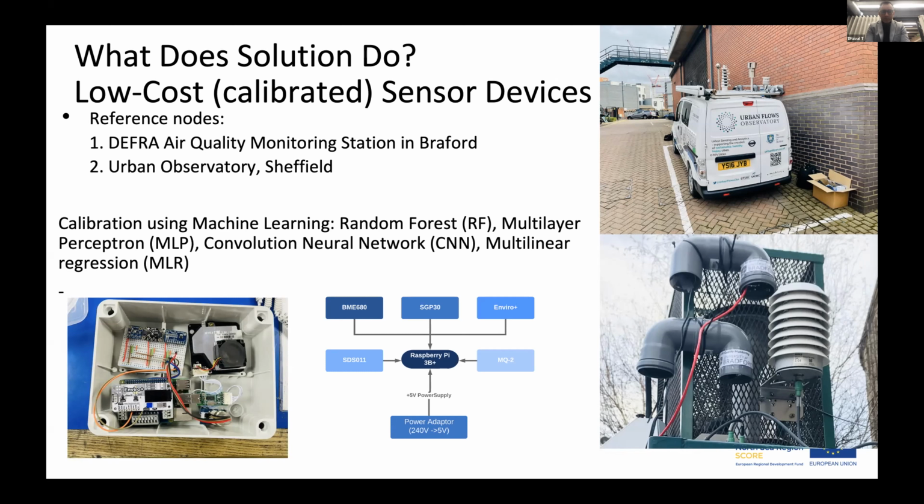So we've developed two of these devices. The one you see on your screen on the left is the indoor air quality monitoring device. It has a different sort of packaging than the one you see on the right with the pipes, which is the outdoor air quality monitoring device.